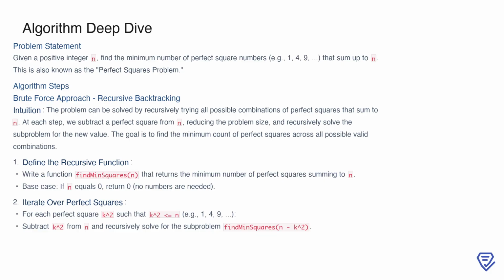The key intuition here is to recursively explore all possible combinations of perfect squares that add up to n. At each step, we reduce the problem size by subtracting a perfect square from n and solving the smaller subproblem. The goal is to find the combination with the smallest number of perfect squares. To implement this, we define a recursive function, findMinSquares(n), which returns the minimum count of perfect squares needed to sum up to n. The base case is straightforward: if n is 0, no numbers are needed, so we return 0. Then, for each perfect square that is less than or equal to n, we subtract that square from n and recursively solve for the resulting value. This forms the foundation of the brute force approach.